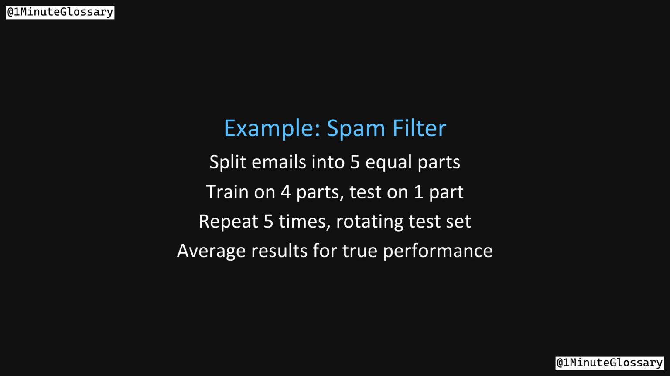In practice, a data scientist building a spam filter might use 5-fold cross-validation, splitting their email dataset into 5 equal parts. They train the model on 4 parts and test on the 5th, repeating this 5 times with each part serving as the test set once.